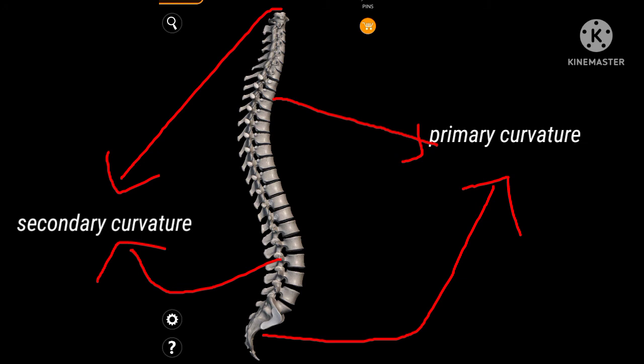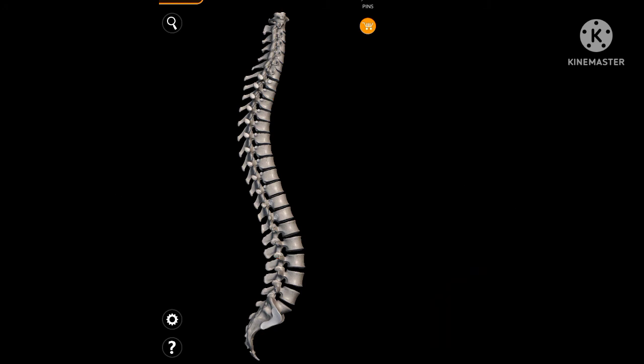Let's see the curvatures of the vertebral column. There are 2 primary curvatures and 2 secondary curvatures. In the early stage of life, even during embryonic development, the baby's body is curved. That makes the primary curvatures. When the baby learns to sit and keeps the head and body straight, it makes the vertebrae curve. Thus, it forms the secondary curvatures.